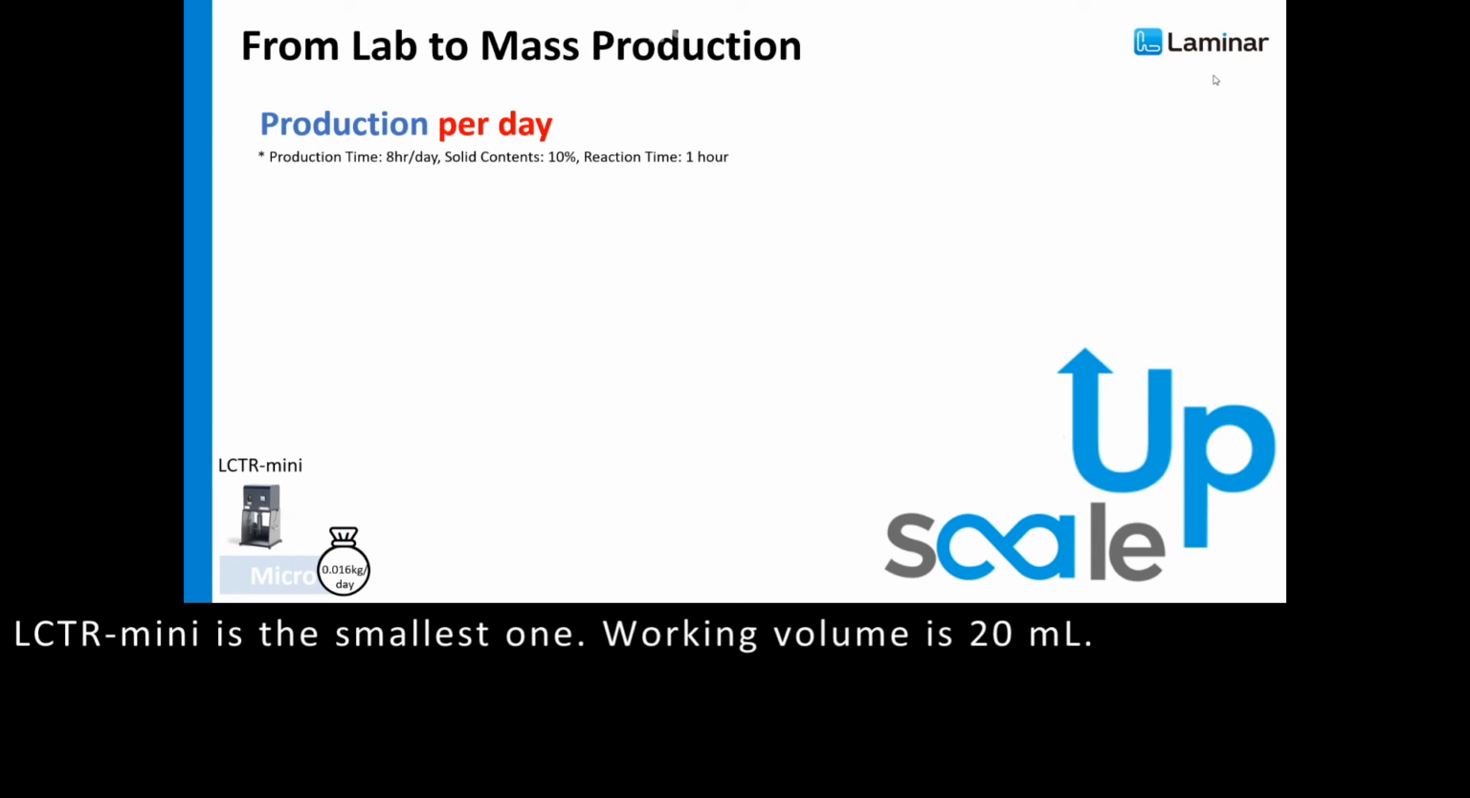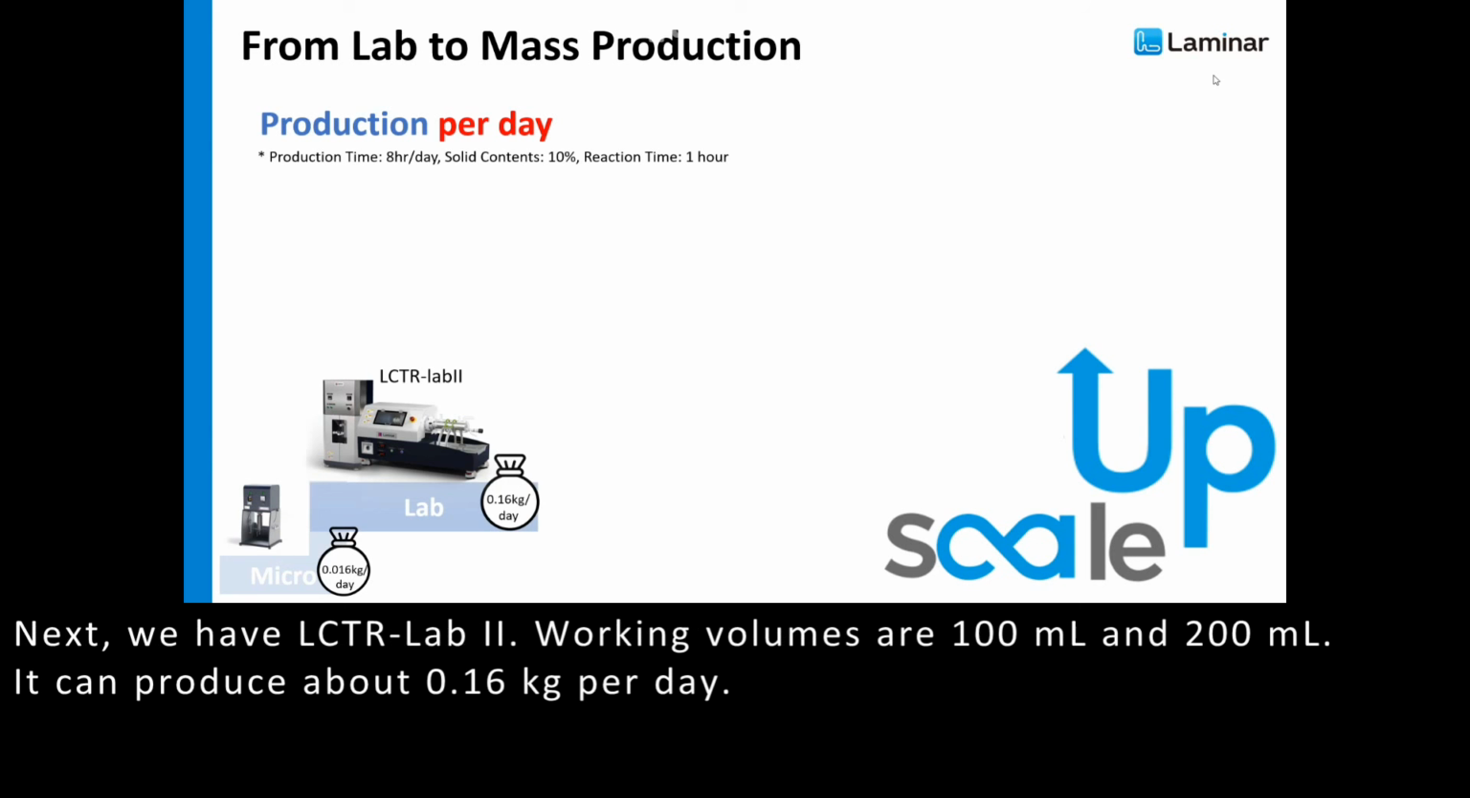LCTR Mini is the smallest one. Working volume is 20 milliliters. Next, we have LCTR Lab 2. Working volumes are 100 milliliters and 200 milliliters. It can produce about 0.16 kilograms per day.